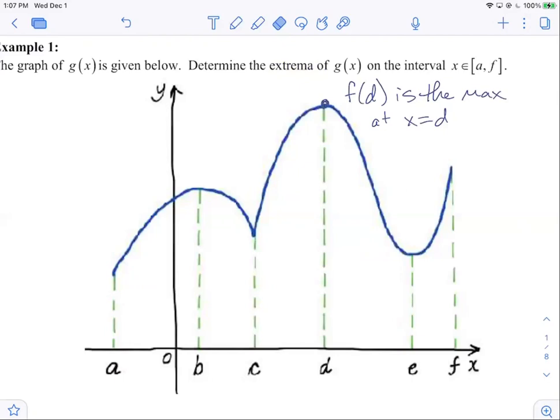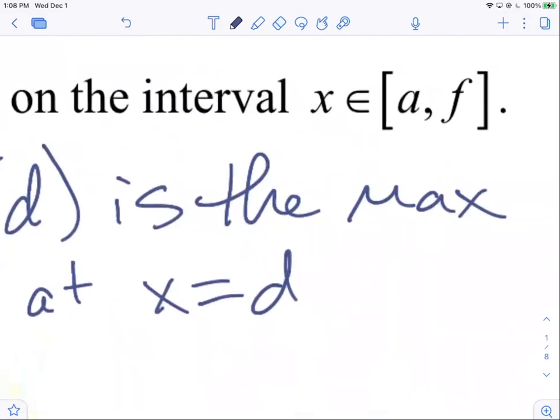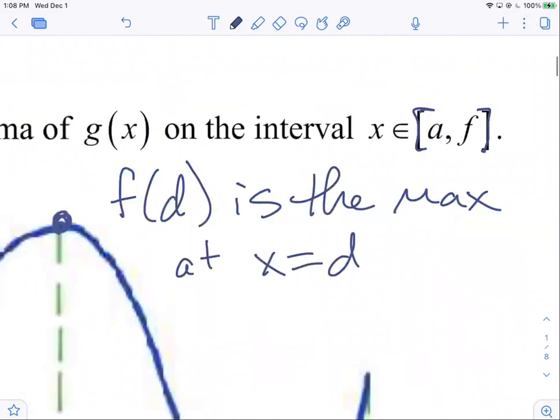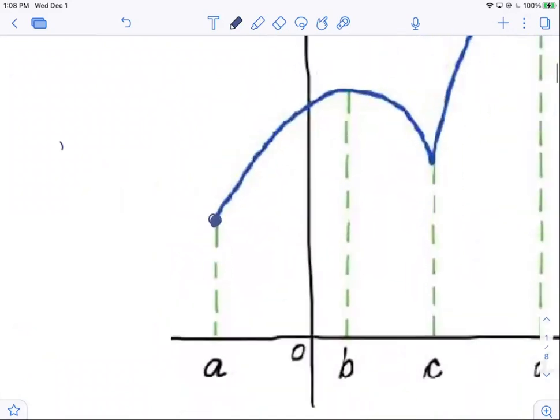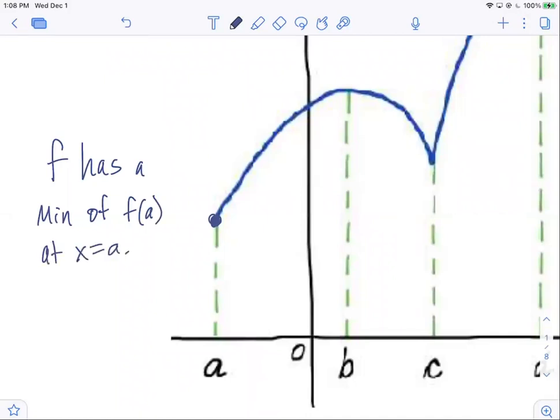We'll do it for the min, okay? And then is there an absolute minimum? Is there a Y value that's lower than all the rest? Yeah. Where does it occur? At A, right? Because I'm including the endpoints. If you notice, these are brackets. I actually have the Y value at the endpoint, and F of A is the lowest value. So we could also say then that F has a min of F of A at X equals A. All right. So whenever we say of, we're talking about the Y value. Whenever we say at, we're talking about the X value.